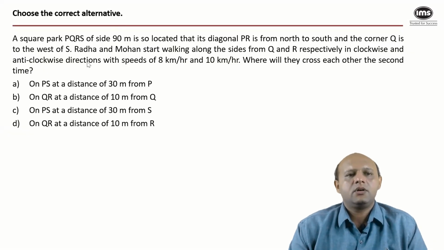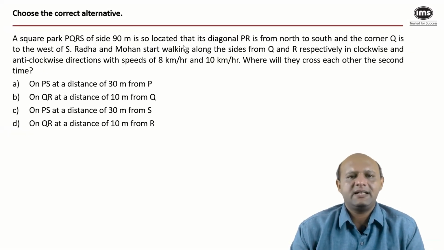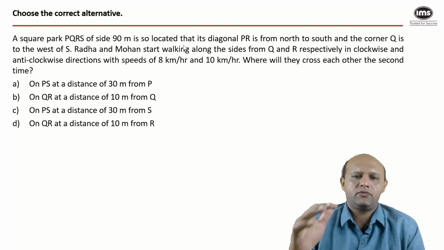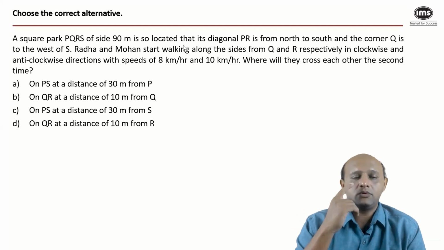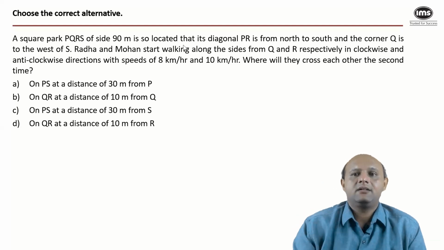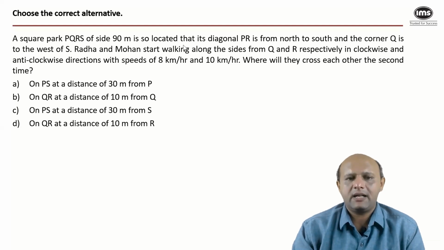Okay, so what does it say? A square park PQRS of side 90 meters is located such that its diagonal PR is from north to south, and the corner Q is to the west of corner S. Okay, so we'll draw a diagram.